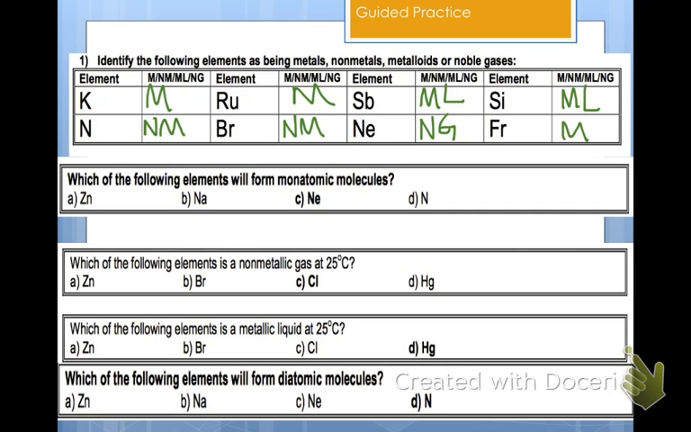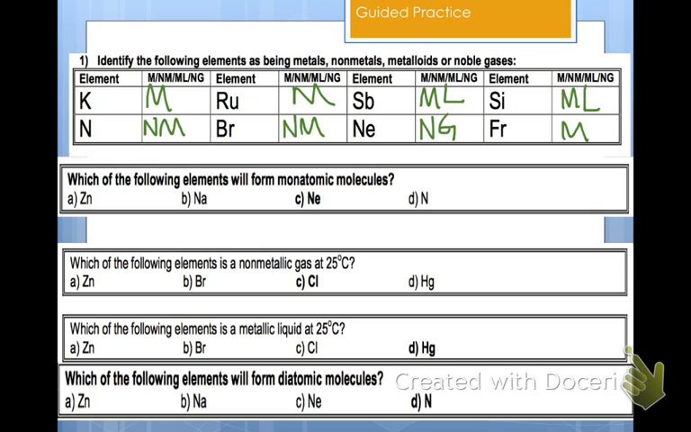Potassium and rubidium are to the left of the staircase, so they are metals. Antimony and silicon are one of the 7 that sit on the stairs, so those are metalloids. Nitrogen and bromine are to the right of the staircase, making them nonmetals. Neon is simply a noble gas, and francium is a metal.